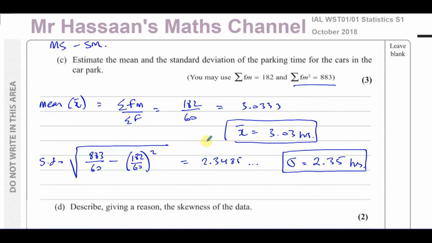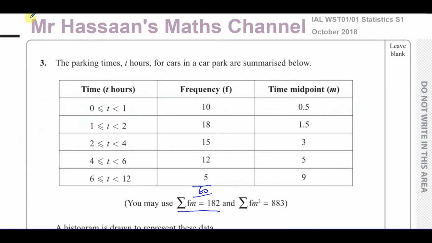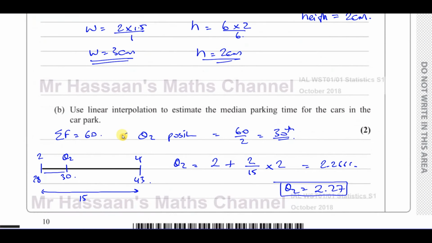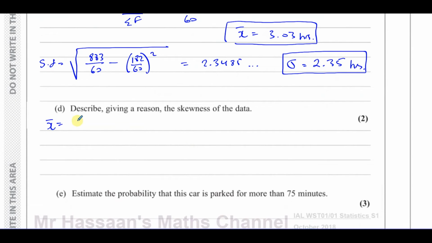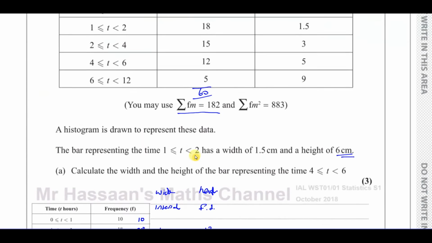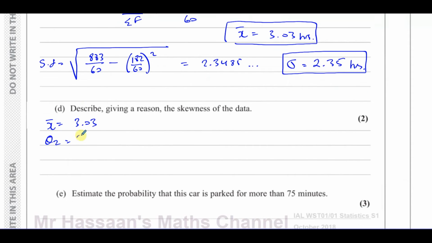Now for part D, it says describe, giving a reason, the skewness of the data. Now we know the mean of the data was 3.03, I think. Oh no, sorry. The median was 2.27, and the standard deviation, as we found, is 2.35. So the mean was 3.03, and the median was 2.27.